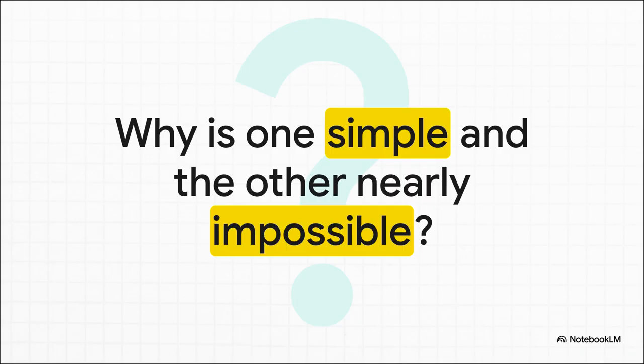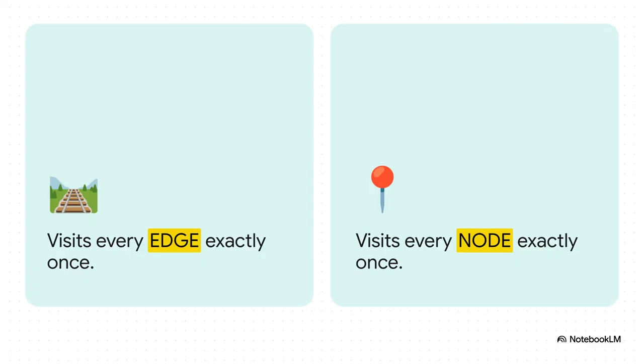Why is one of these a fun little puzzle with a simple trick, while the other is a monster of a problem that can bring even supercomputers to their knees? By the time we're done here, you'll get it. Okay, so here's the absolute core of it all. It boils down to one single word: edges versus nodes.